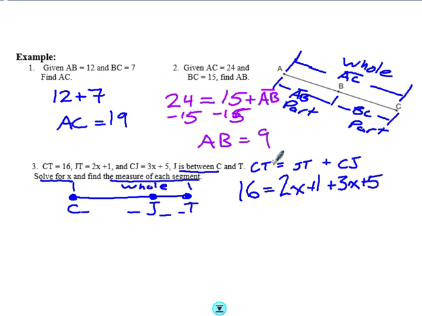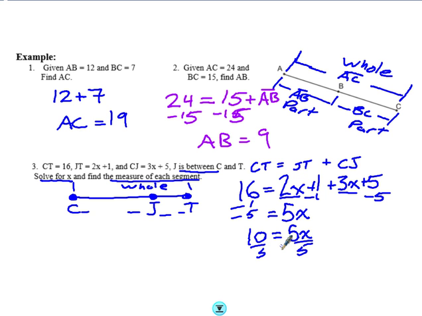So now this takes us back to our algebra days, where all we're going to do now is combine like terms. So 2x plus 3x, that's 5x. And then if you want, you can subtract 1 and subtract 5 from both sides. So when I do that, I get 10 is equal to 5x. Divide both sides by 5, and you get x is equal to 2. But are we done? No, we are not done. So now we have to find the measure of each segment.